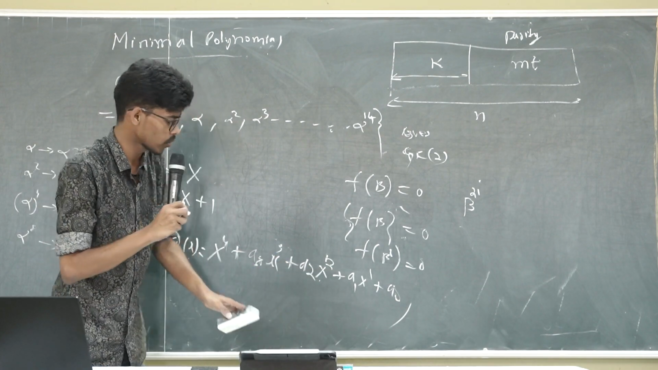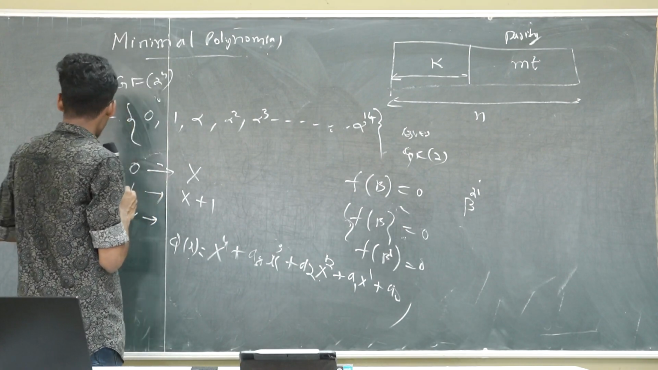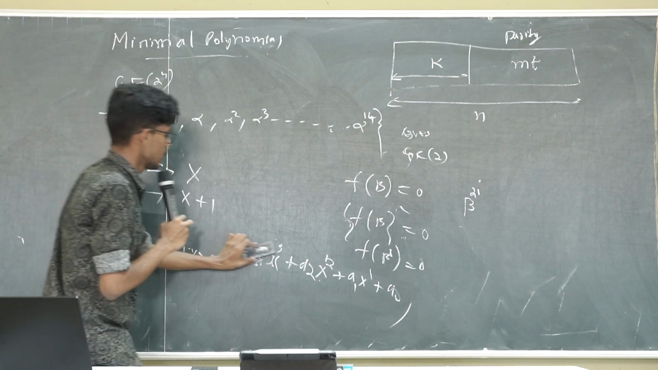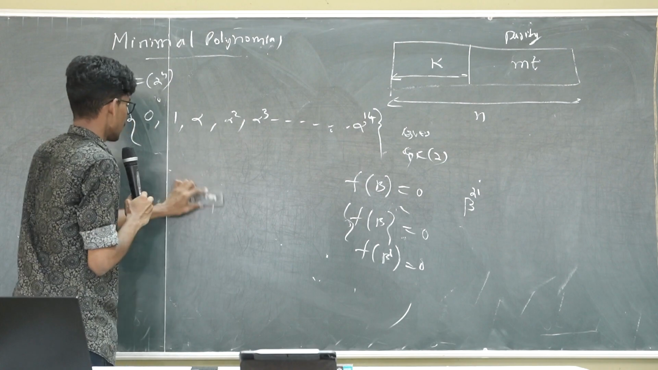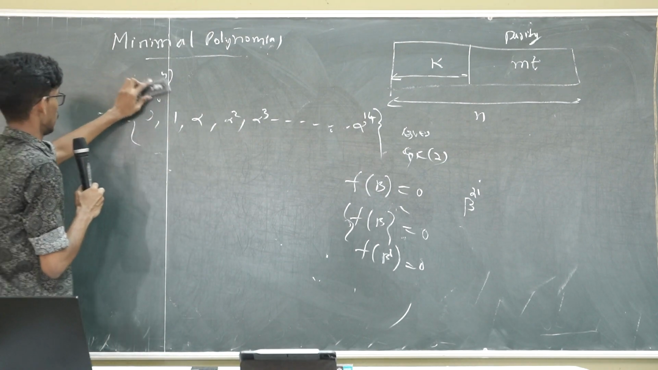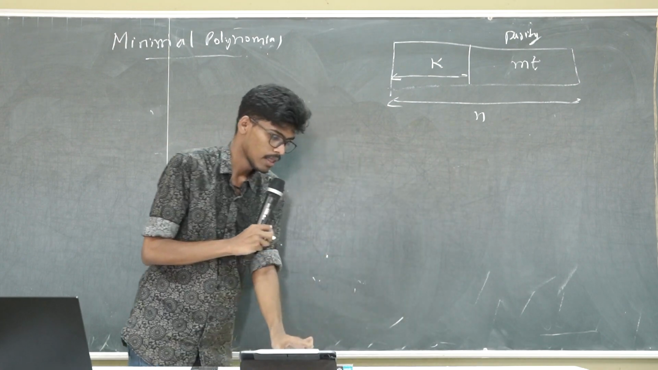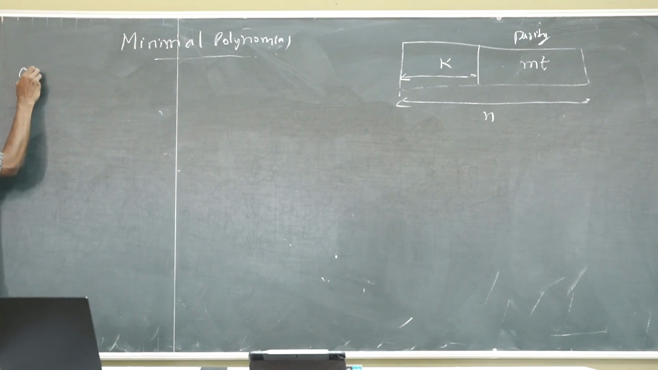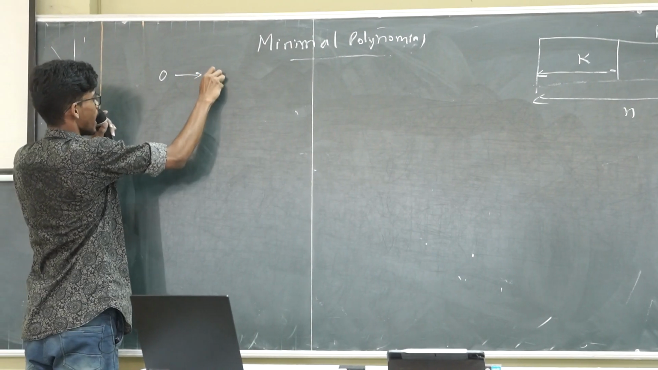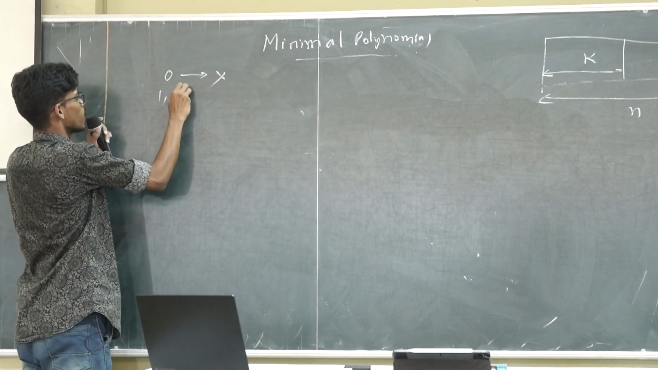I hope you know, I have taught you this earlier also. So I am just concluding the minimal polynomials for GF(2^4). The minimal polynomial of 0 is what? X, and of 1 or alpha to the power 15 is what?